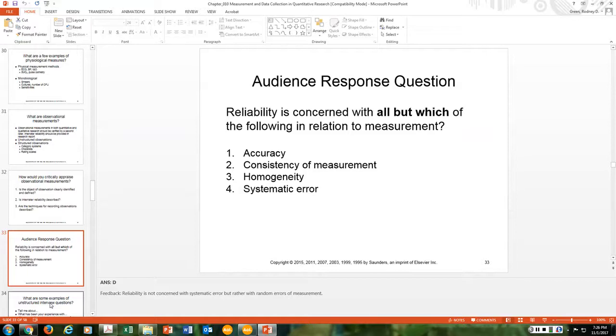So reliability is concerned with all of the following, but which of the following in relation to measurement? Accuracy, consistency of measurement, homogeneity, systematic error. So reliability is not concerned with systematic error, but rather with random errors of measurement. Very interesting. So you understand what systematic error is and random error. So reliability is concerned with random errors of measurement, not systematic error.